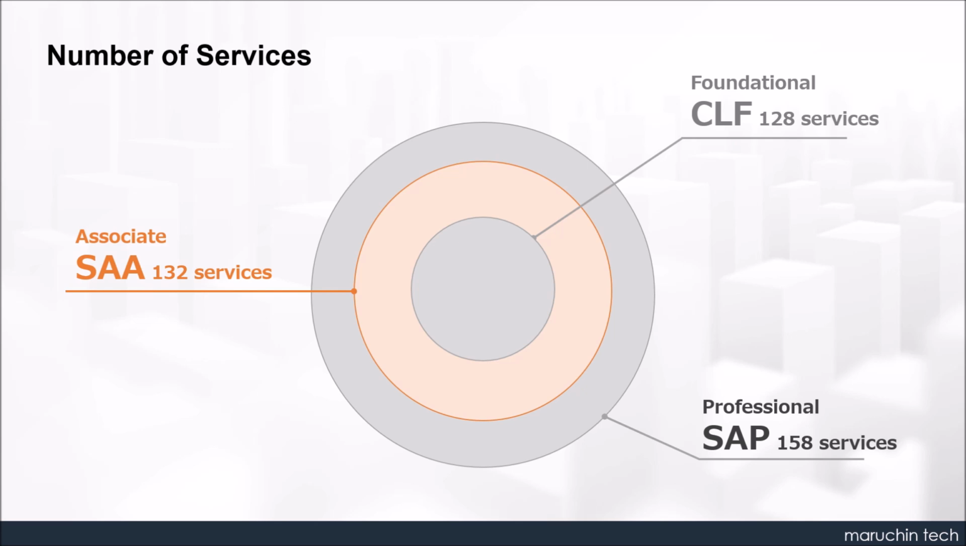And this image shows the number of services covered in each exam. The Cloud Practitioner covers 128 services, Associate covers 132 services, and the Professional covers 158 services. The current exam guidelines have been in effect since 2022, and the number of services has increased compared to that of the previous version. At this time, AWS offers about 240 services, which means that the professional exam covers more than 60% of these services.